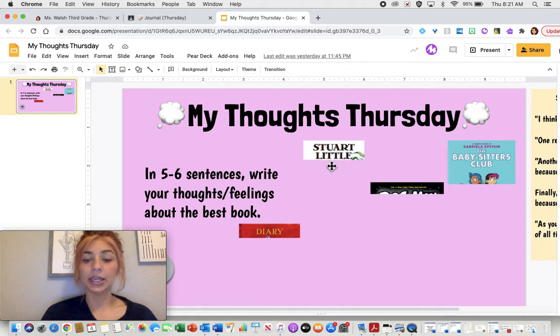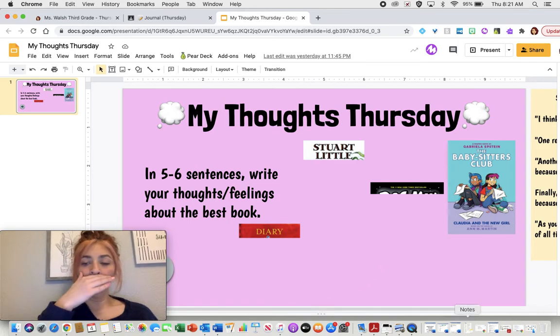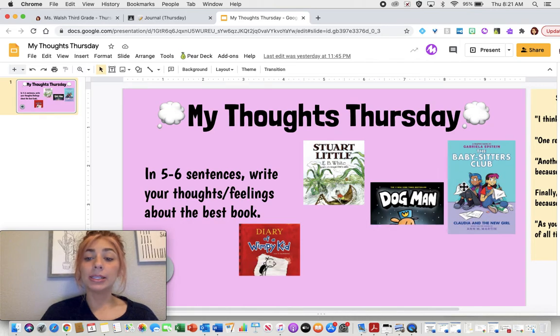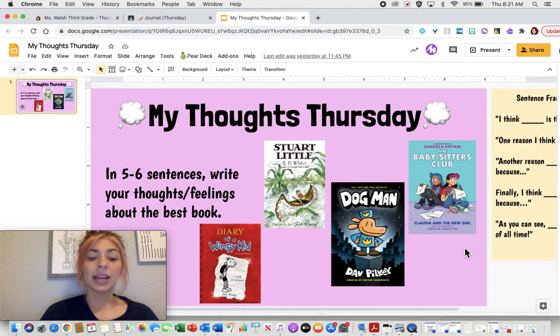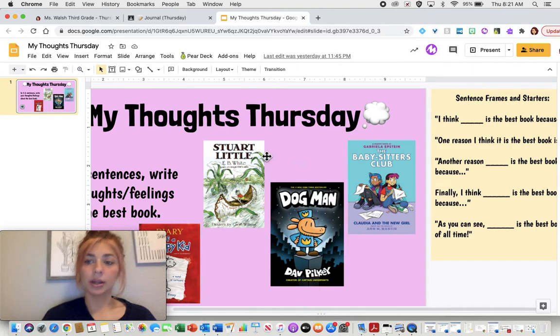You can see you have several different books to choose from. You have Stuart Little, Diary of a Wimpy Kid, Dog Man. Ooh, sorry, now I'm waking up. And Babysitter's Club. Again, you do not have to stick to these choices. These are just to give you some ideas if you're stuck. And then sentence frames and starters are on the right as needed.